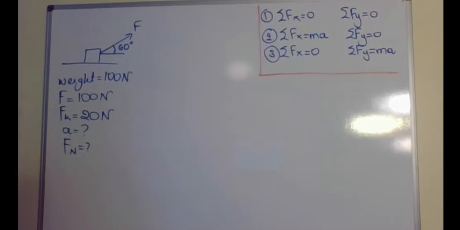What happens when one of the forces is at an angle? So we have this box, its weight is 100 newtons. We apply a force of 100 newtons at an angle of 60 degrees, and we have friction of 20 newtons, and we're looking for the acceleration and the normal force.